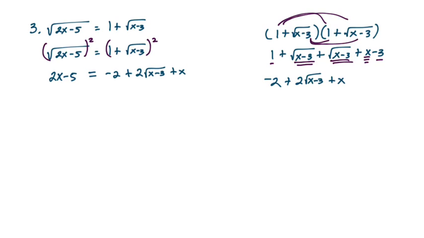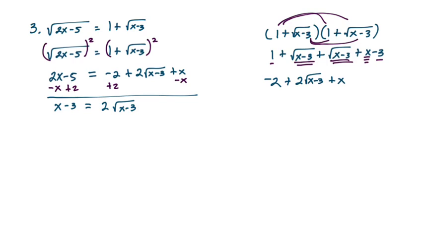So again, once we get to this step, it's like, what do we do now? We need to get the radical by itself. So I need to get rid of this minus 2 and this x here, and maybe even the 2 here. Let's go ahead and get started. I'm going to subtract x on both sides, and let's add 2 to both sides. And so that'll get rid of those 2 terms that are not part of the radical. So we'll get x minus 3 is equal to 2 times the square root of x minus 3.